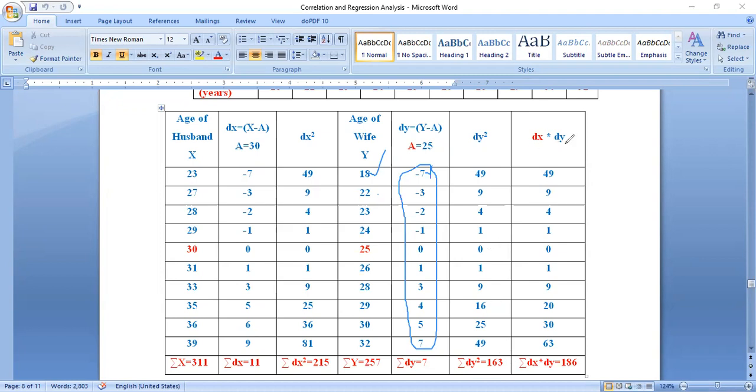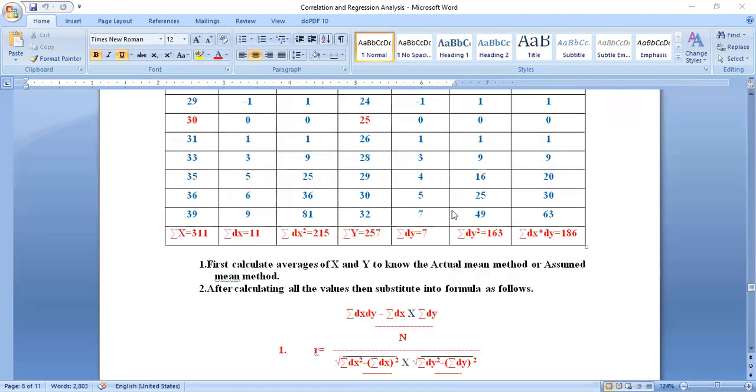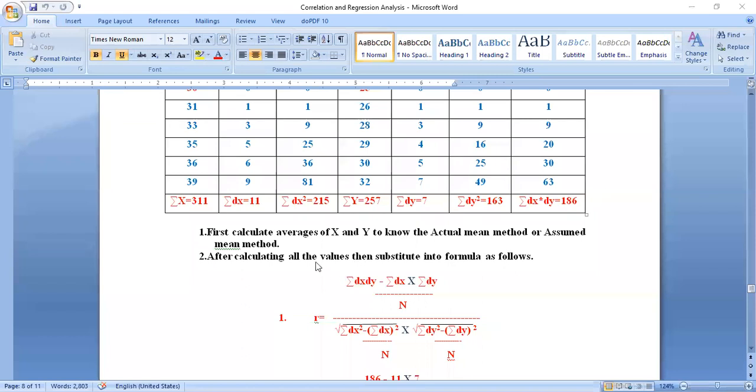Then dx into dy. All these values are dx values into dy values. 7 7s are 7 into 7, that is 49. 3 3s are 9, 2 2s are 4, 1 into 1 is 1, 0 into 0 is 0. Then you will get sigma dx into dy, that is 186. The first step, step number 1, is already done after calculating.